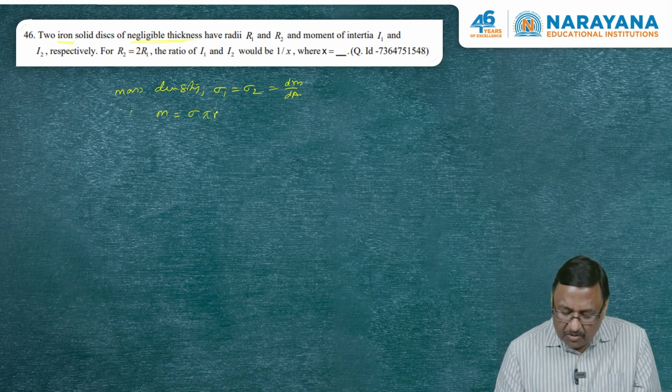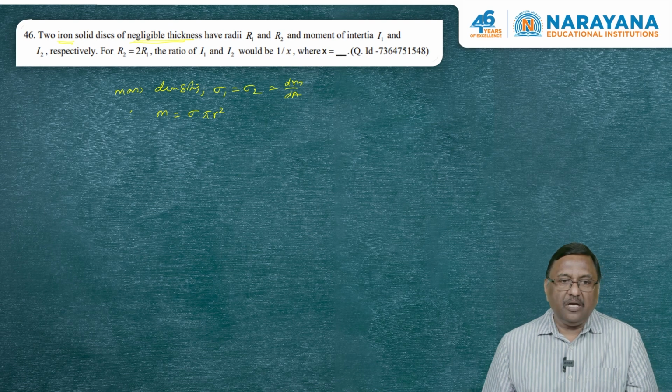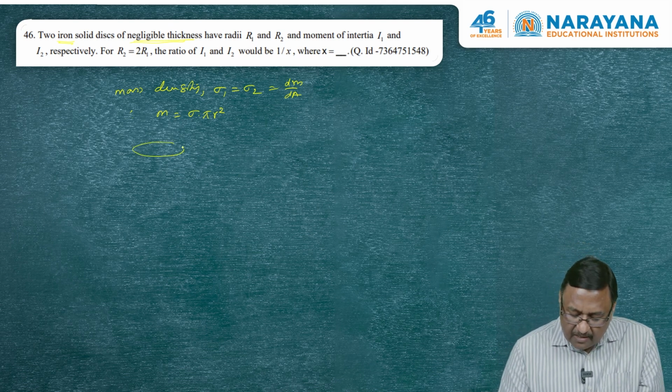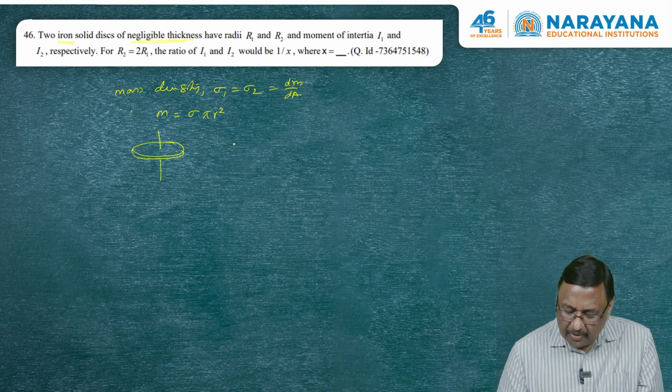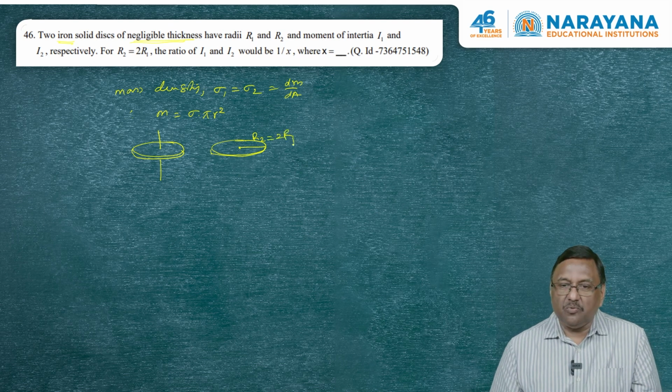Area is nothing but pi r square. Here we are writing I1 and I2 as my moment of inertia. Suppose this is one disk. Its axis is not defined, I hope the axis should be taken to be the same here. He is saying R2 is going to be 2 R1. So if I consider this is another disk, it is R2, and R2 is going to be 2 R1.